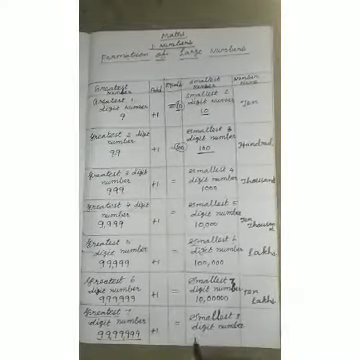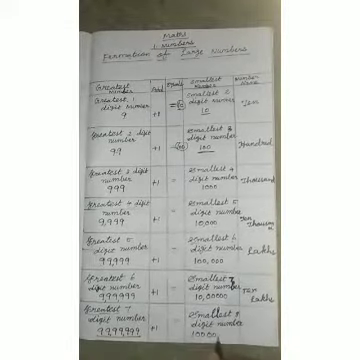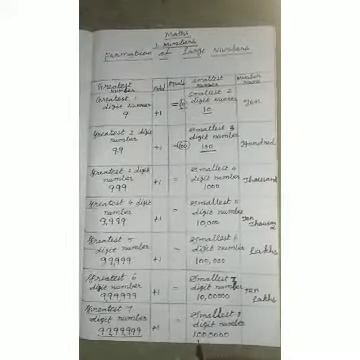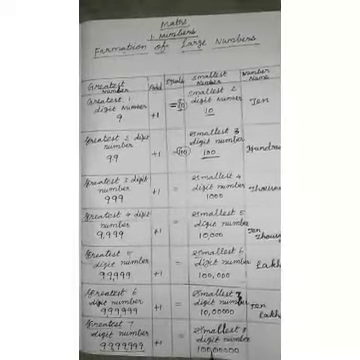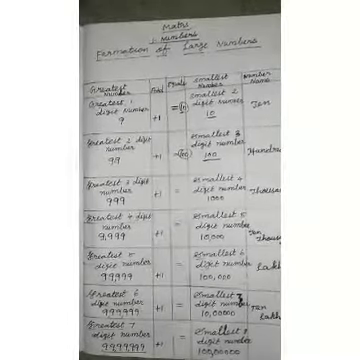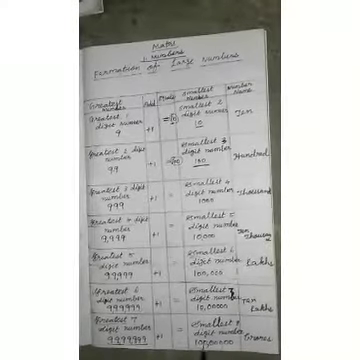Crore. Crores. The smallest 8-digit number is hundred lakhs, which is 1 crore. See, we write the number name: C-R-O-R-E-S, crores. Hundred lakhs is 1 crore.